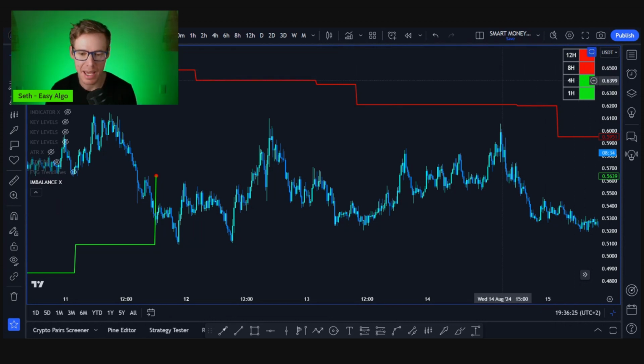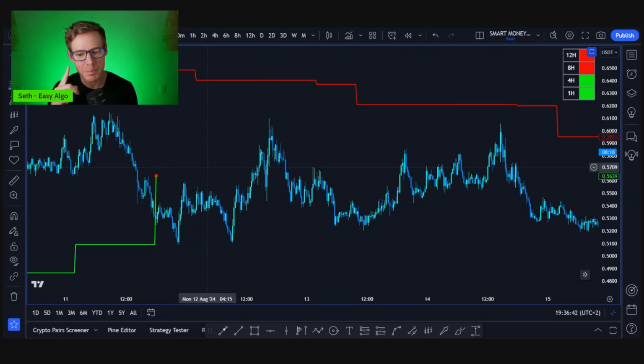this is showing us that there's higher time frame money entering into this asset. Once we have higher time frame money entering into the asset, we have a very good understanding that we can look for longs or look for shorts because we're supported by the higher time frames. Remember, the most important aspect of the imbalance X and indicator X strategy is, number one, understanding your higher time frame bias.